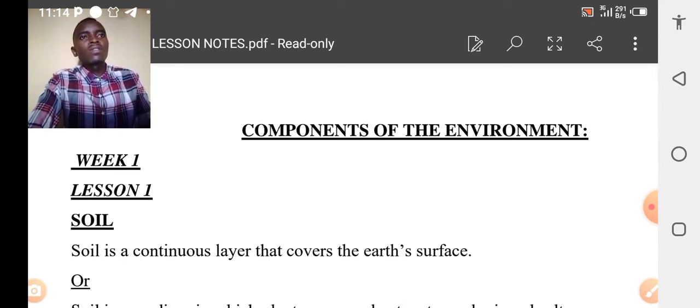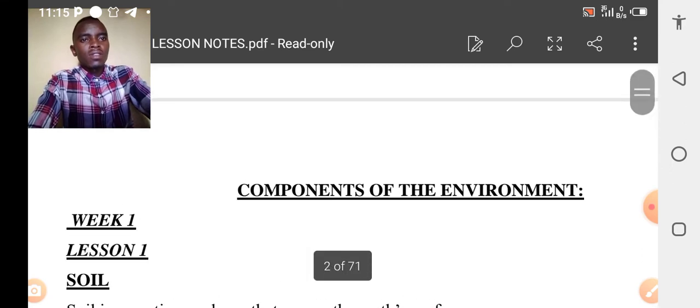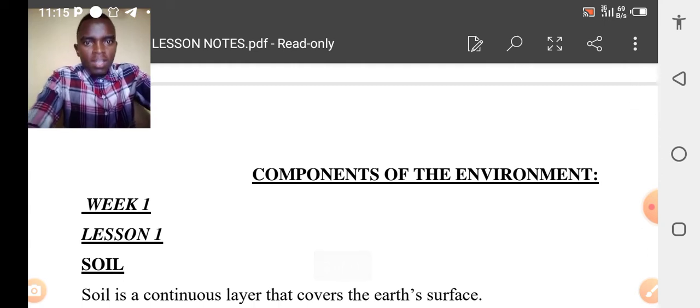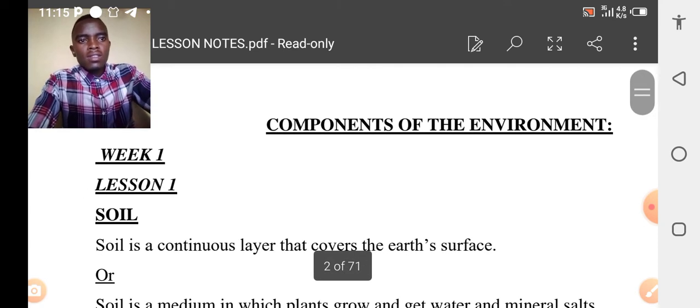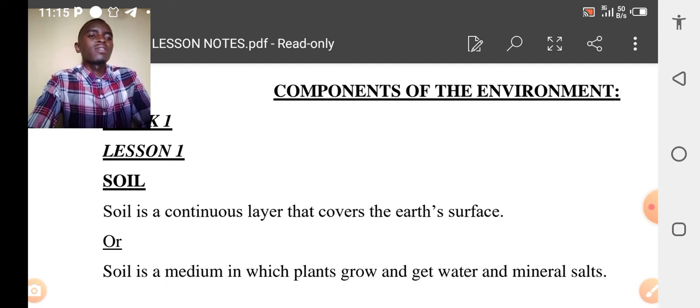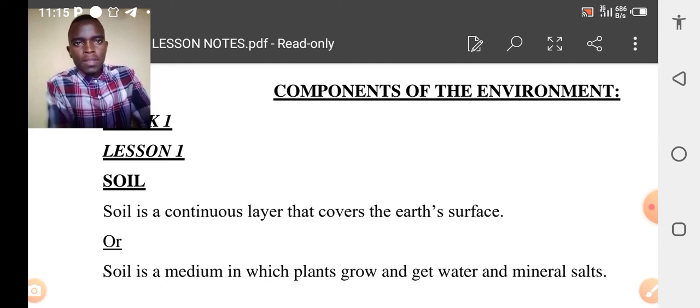So, as your teacher here, I'm going to try to show you the soil. What is the soil? But first, the components of environment. As I was starting, soil is a continuous layer that covers the earth surface.